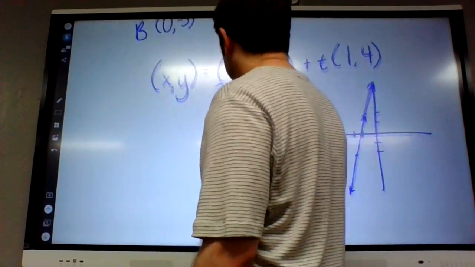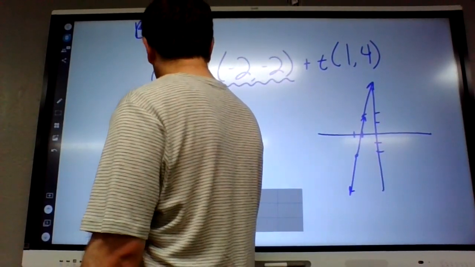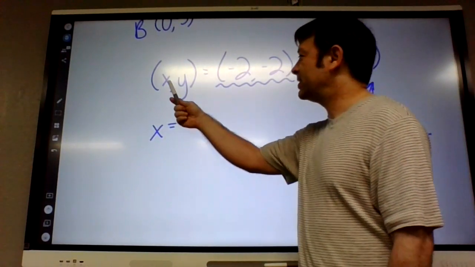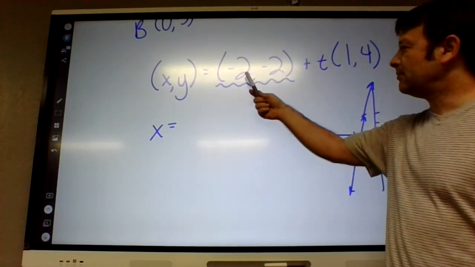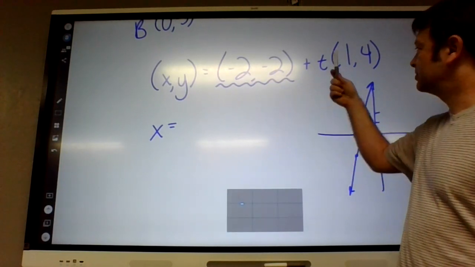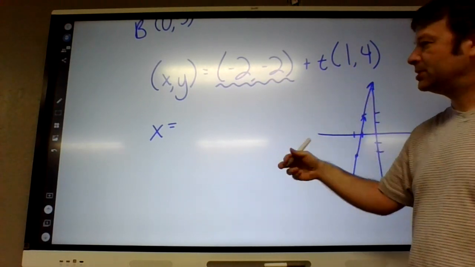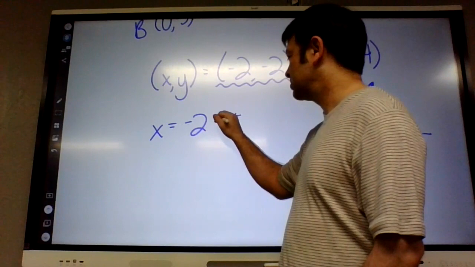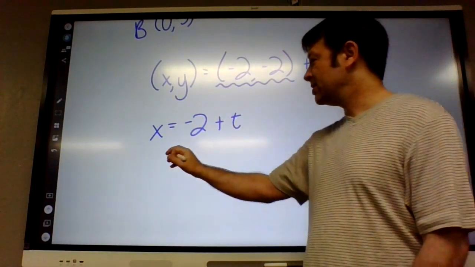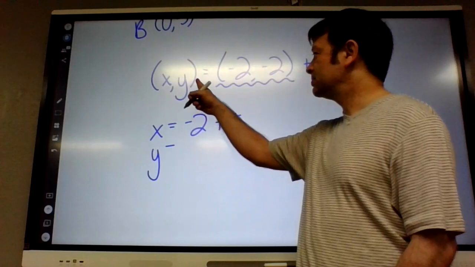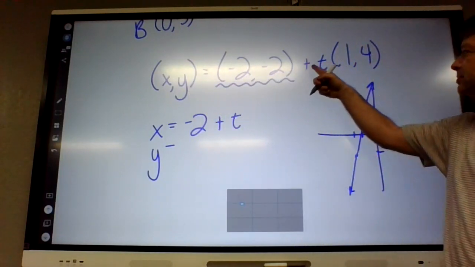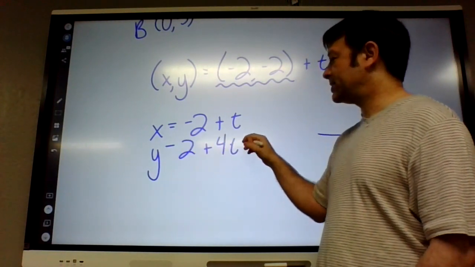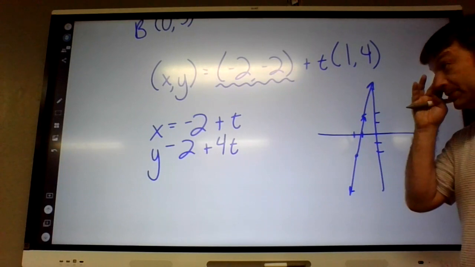Alright, this was the easy one. Once you guys see it, you'll remember. You guys remember parametric? What's the x value going to equal? -2 plus 1t. Or you could just say -2 plus t. You guys remember that? So the y value would be -2 plus 4t. It's kind of like just separating the x and y's into two different equations.